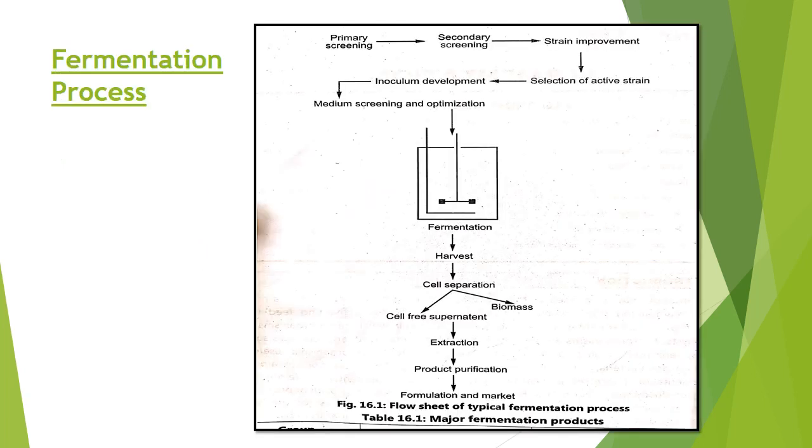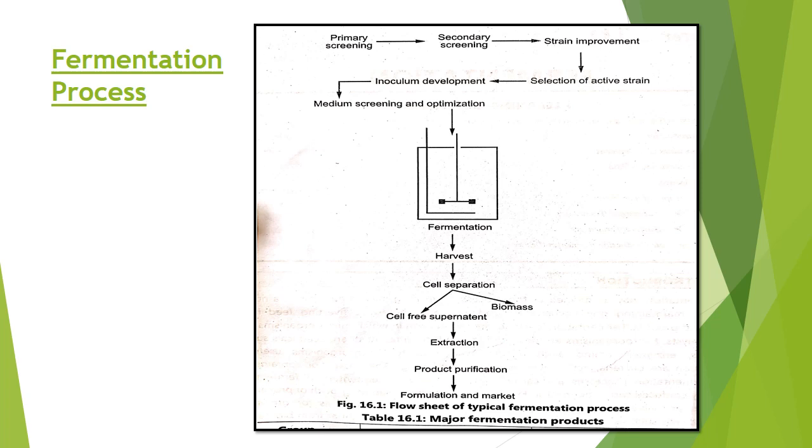So this is one flow chart for the method of fermentation. By using this flow chart, we can explain the process of fermentation. The first step is the primary screening. In the primary screening, the detection and isolation of microorganisms of our interest takes place. It determines which microorganisms are able to produce a compound.